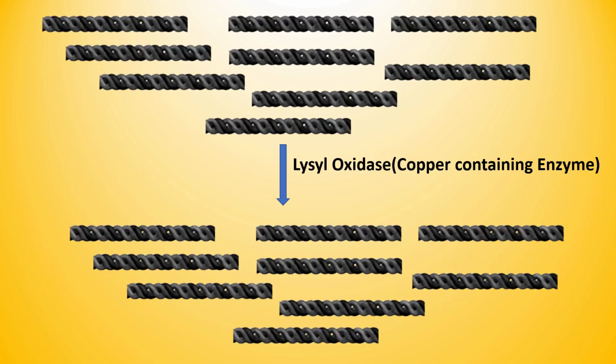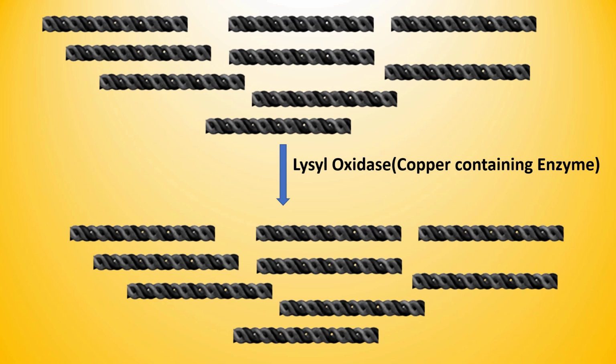Now here you can see that the collagen is released out, and this collagen, which is a monomer, also called tropocollagen, has to undergo assembly. It is called a spontaneous assembly through covalent cross-linking so as to form mature collagen fibers. Such collagen fibers confer strength and rigidity.